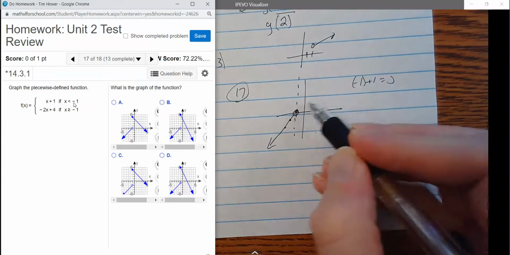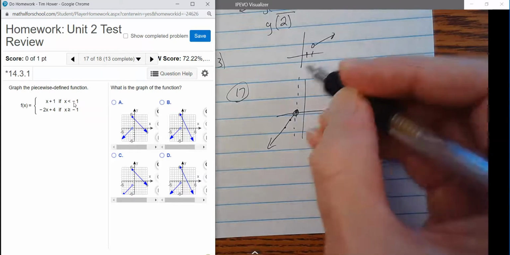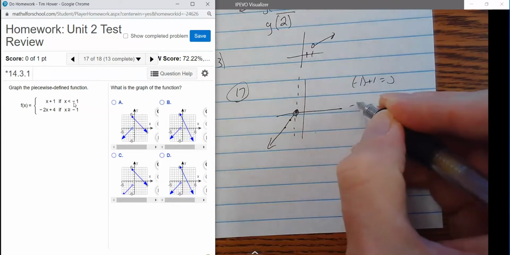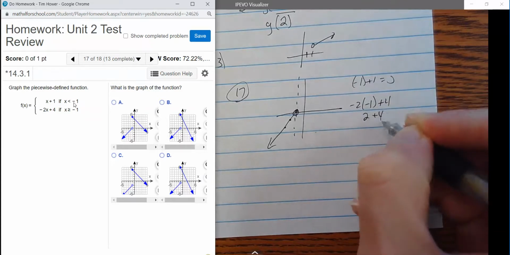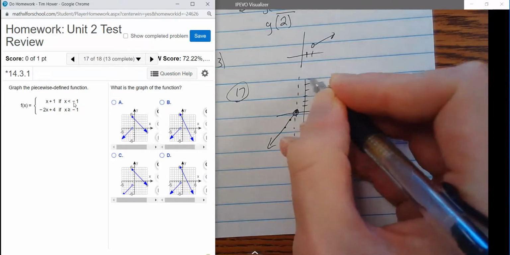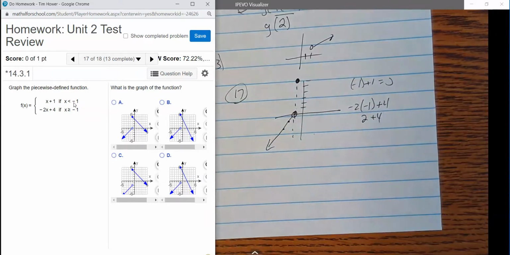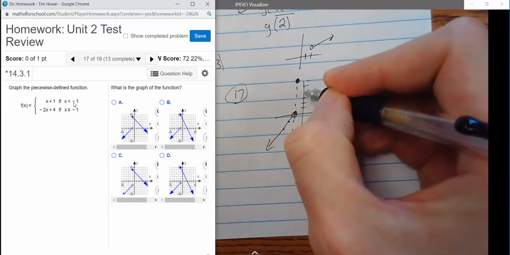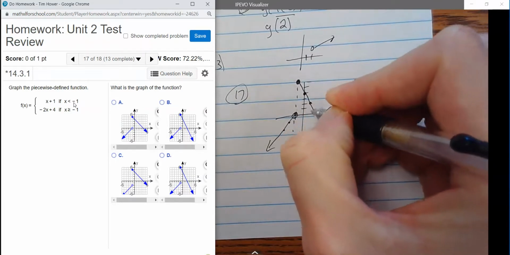And now for the right side of the function, when x is greater than -1, I need to know where to start. So I'm going to plug in -1. So -2 times -1 plus 4, that'd be a 2 plus 4 is 6. So 1, 2, 3, 4, 5, 6. Somewhere up here I'm going to have an open circle. And from that point, I need to have a -2 slope. So down 1, right 1, down 1, right 1. It's going to go something like this.